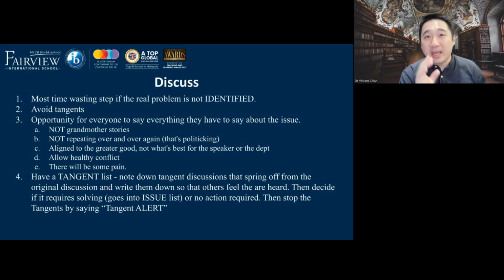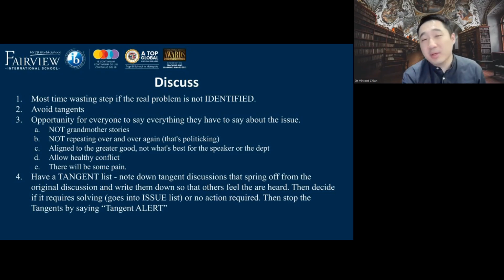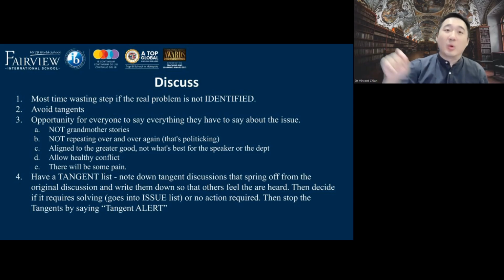And very importantly, have something called a tangent list. Okay. Write it on the board. Tangent list, literally write tangent list. And if somebody gets into a tangent when they're talking, so they go off topic onto a tangent, then say, okay, hold on, tangent alert. This is a tangent. I'm going to write this on the board. We can decide later on whether we need to put this into the issues list or no action required. Okay? But you're not going to continue with this tangent. So be very, very sharp about tangents.